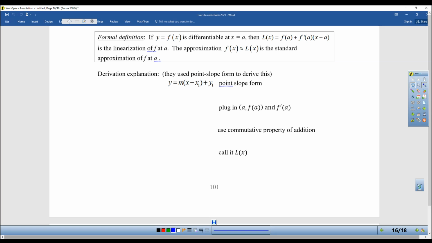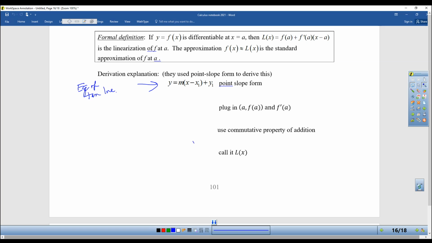Watch this. You're going to be so happy about this. This is the easiest thing ever. You guys all know this, right? y is equal to m times x minus x1 plus y1. This is how you have done the equation of the tangent line and equations of lines for a long time.